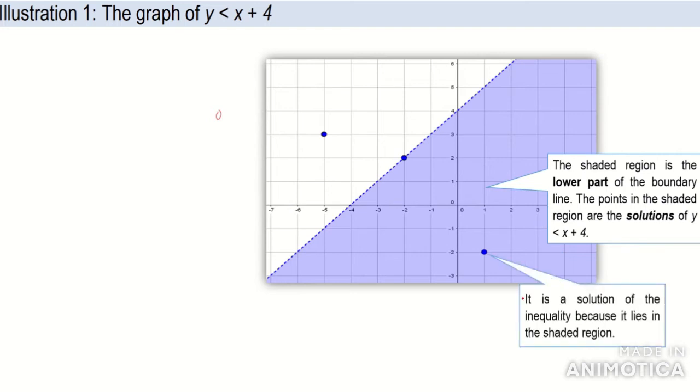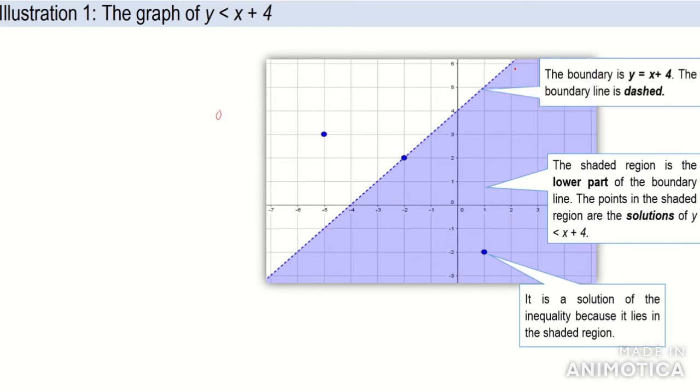This point is a solution to the inequality since it lies in the shaded region. So there are infinitely many points that can be a solution to this inequality as long as these points lie in the shaded region.